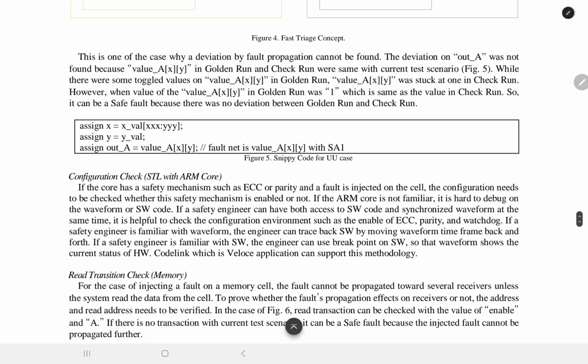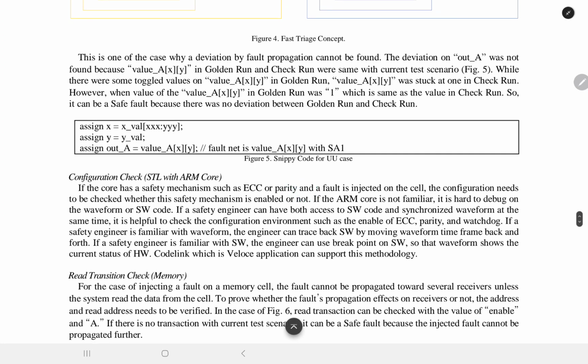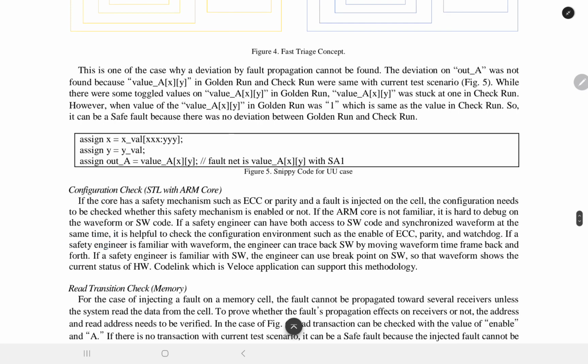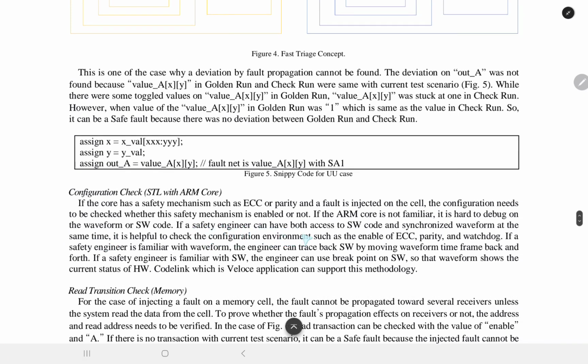The configuration check is there with the ARM core. If the core has a safety mechanism such as ECC or parity and a fault is injected on the cell, the configuration needs to be checked whether the safety mechanism is enabled or not. If the ARM core is not familiar, it is hard to debug on the waveform or software code. If the safety engineers can have both access to software code and a synchronized waveform at the same time, it is helpful to check the configuration environment such as the enabled ECC, parity, and watchdog.